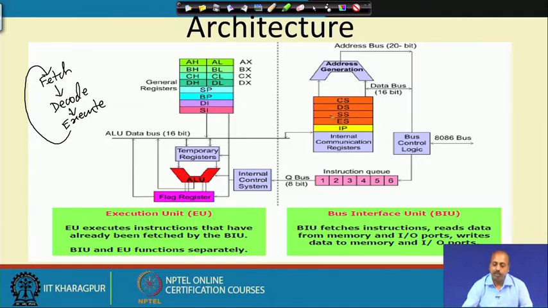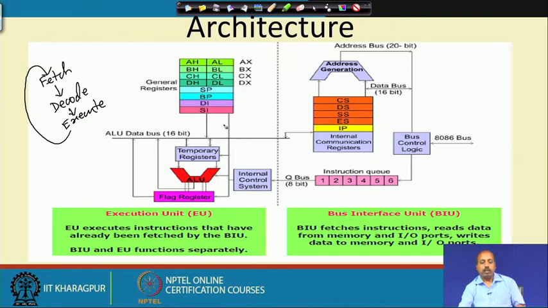In this bus interface unit we also have a few registers: CS, DS, ES, SS and IP. They are all 16-bit registers. There are some internal communication registers, which are internal and not visible to the programmer. There is an address generation unit that takes two 16-bit values and performs a 20-bit addition. This is a 20-bit ALU, so it produces a 20-bit output, and that 20-bit address goes via the bus control logic to the 8086 bus. Internally there is also an instruction queue.